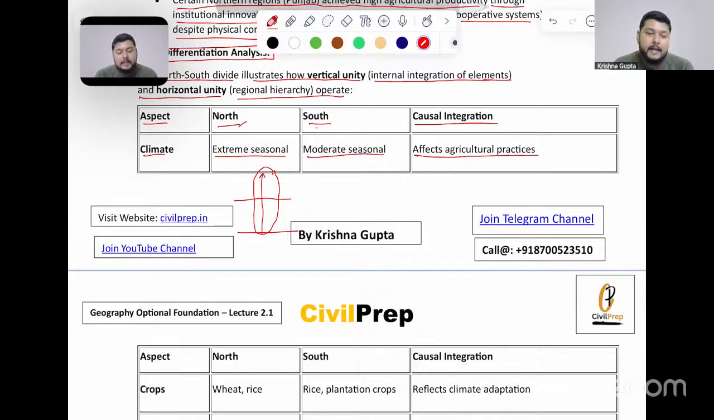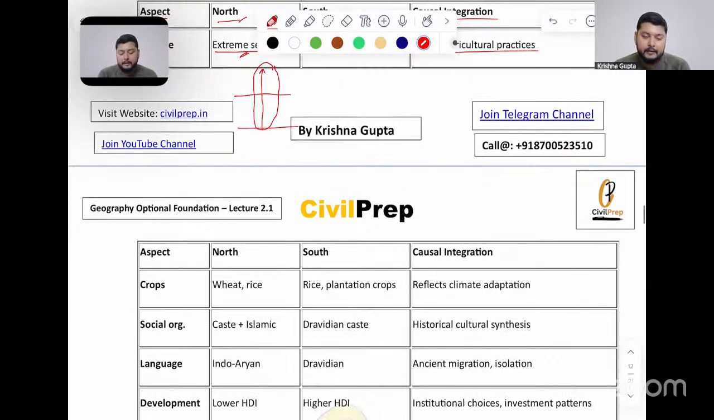It affects the agricultural practices in the region. For example, in the southern part, in the Kerala or Tamil Nadu region, we can still grow rice. But in Northern India, we are currently sowing wheat.